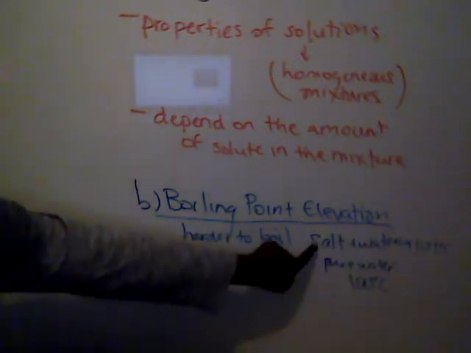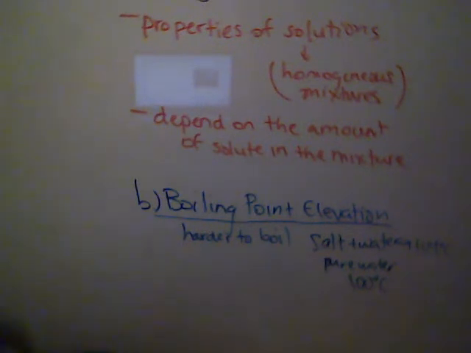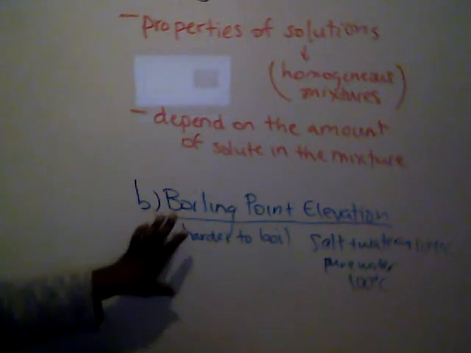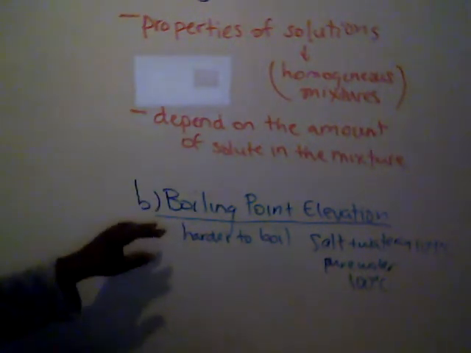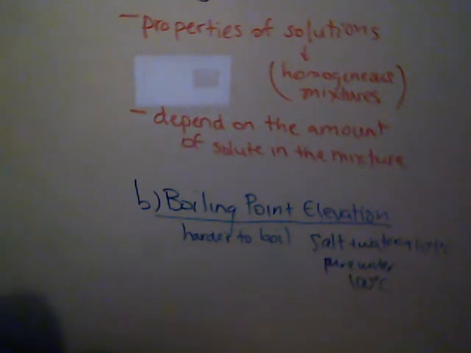If we only added a little pinch of salt, then it might only boil a little bit higher than 100. So again, we said colligative properties depend on the amount of solute you have. The more solute you have, the higher the boiling point would be. The lower the solute you have, the closer to the normal boiling point that boiling point should probably be.